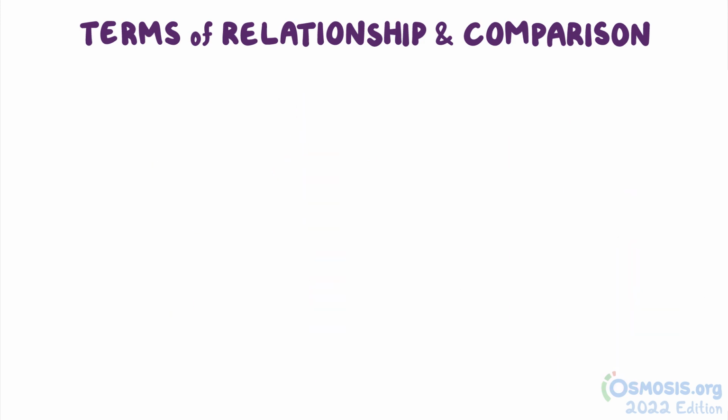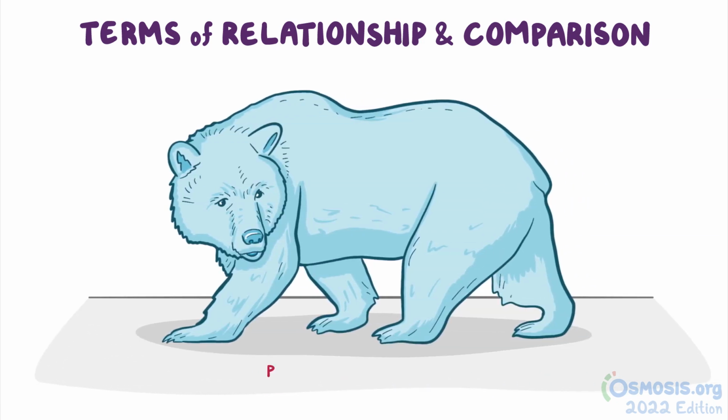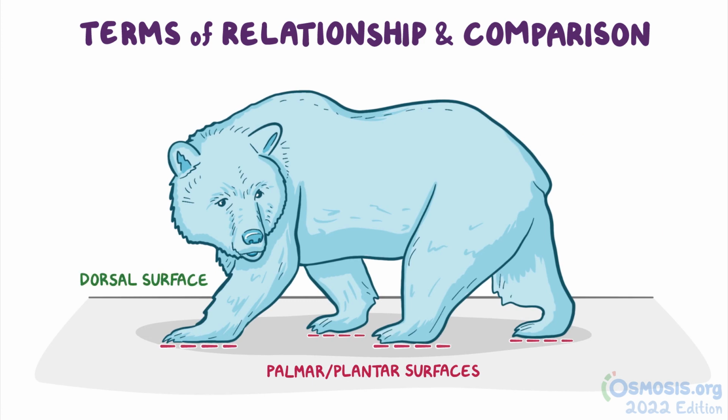This might seem confusing, but if we think of a bear walking with its forepaws touching the ground, the palmar and plantar surfaces are what would be touching the ground, and the dorsal surfaces are the upper sides of the hands or feet that are not touching the ground.